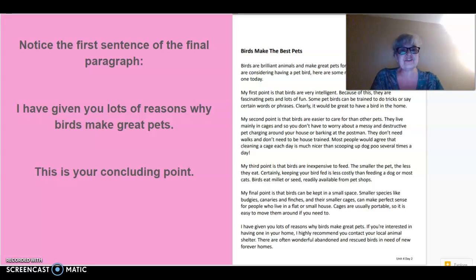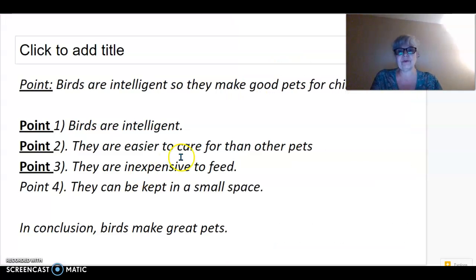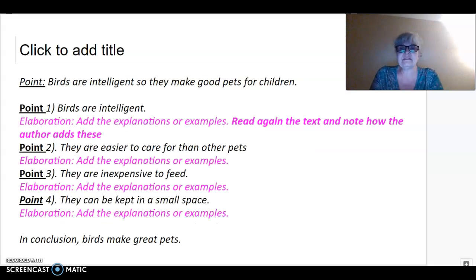So when you're filling in your chart, you use the very first sentence from each paragraph to make your points, and you end up with a skeleton that looks like this. If your words are a little different than what you did, that's okay. All right, and obviously if you had to do the against, yours are going to look different. Now, the next step is to add elaboration. Birds are intelligent, so they make good pets for children. Point 1, birds are intelligent.